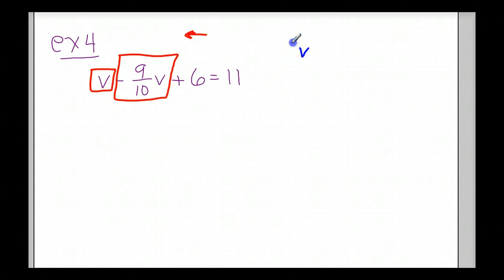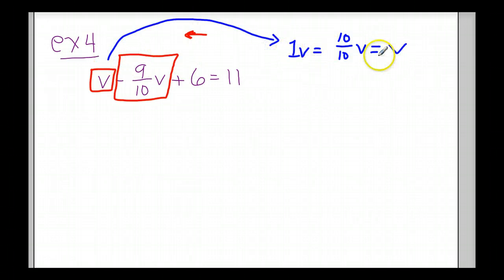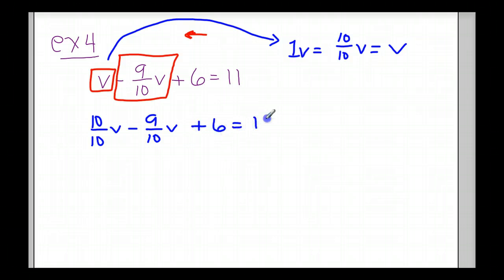Well, over here, I just want to make a little separate note. v is equal to 1v, right? So this v here is equal to 1v. It could also be equal to 10 over 10 v, right? So 10 over 10 is 1, so this could also just be equal to plain v. Well, now, if we rewrite this and we say, okay, this is 10 over 10 v, we're going to subtract 9 over 10 v, and we, of course, add that 6 and equals 11.